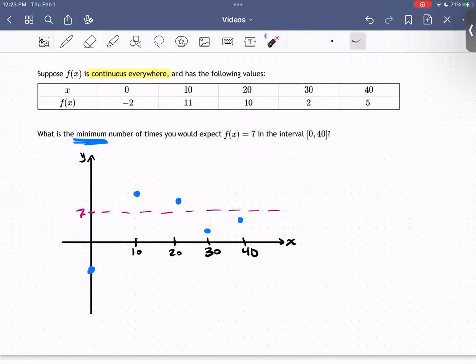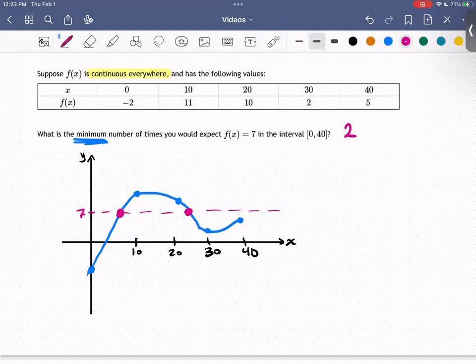All we know is that at least it has to go from a height of -2 to 11. Then it goes to a height of 10. Then it has to go from 10 to 2, so it has to cross 7 again. And then it goes from 2 to 5. So it doesn't have to cross 7 in some of these places. So the minimum number of times this function equals 7 is the minimum number of times I have to cross this height of 7 in order to connect the dots I was given. And that tells me that the minimum number of times for this function is 2. So the answer here is 2.